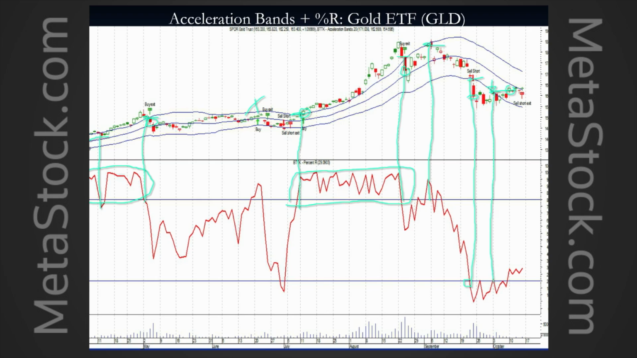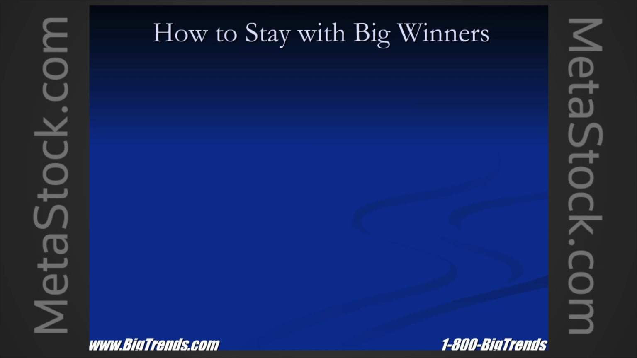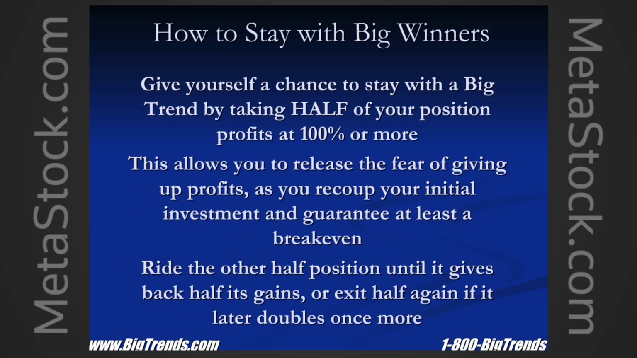When you see those test points, you know you can tighten your stop, and then you can wait and see what happens from there. But you're going to give yourself the chance to really ride. Now, like I said before, only take half of your position on an option trade when you can get a doubler. If you do that, you'll find that this releases the fear that we all have of giving back our profits. You get your original risk capital back out of the trade, guaranteeing at least a break even on the rest of the trade.